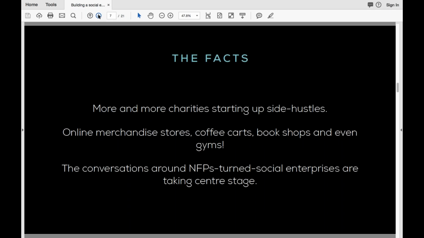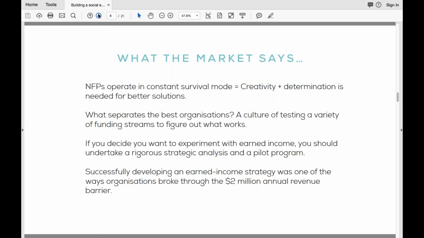And just a few quick facts, more and more charities are starting up side hustles, as they can be called, or exploring new revenue streams. We're talking about online merchandise stores, coffee carts, bookshops, even gyms. And there's one particular example of a not-for-profit organisation in South Australia that is doing just this and having some really great success. The conversations around not-for-profits turned social enterprises truly are taking centre stage.